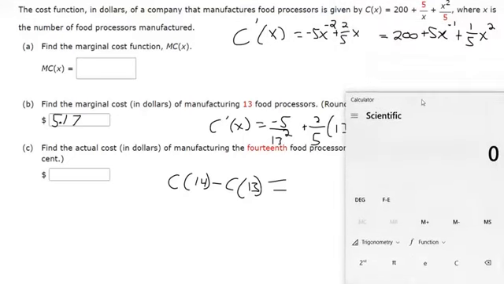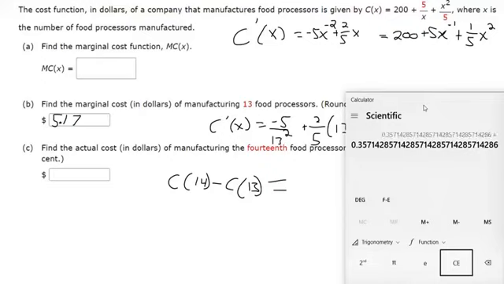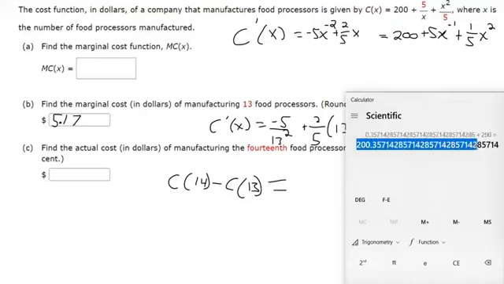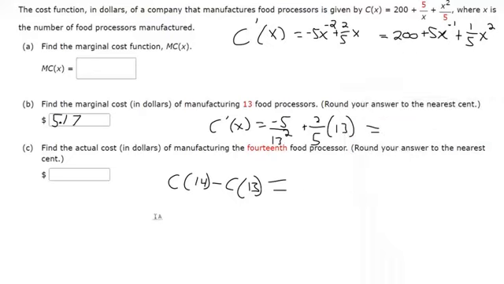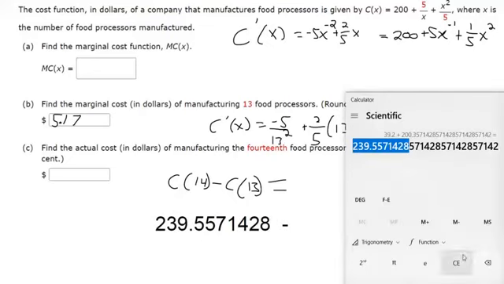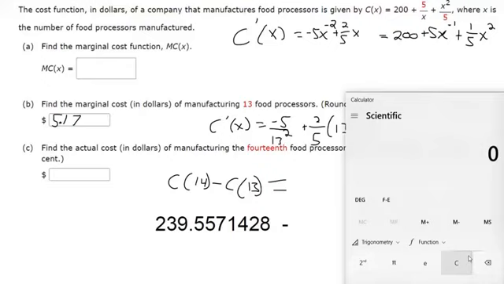Let me see. I can do that with my calculator. 5 divided by 14, that's the 200. Copy that. We got 14 squared, divide 5, plus that other answer. So here's my cost. I'll keep a bunch of decimal points, I didn't see what they wanted. And then we got to do 13. Plug 13 into the cost function, not the derivative.